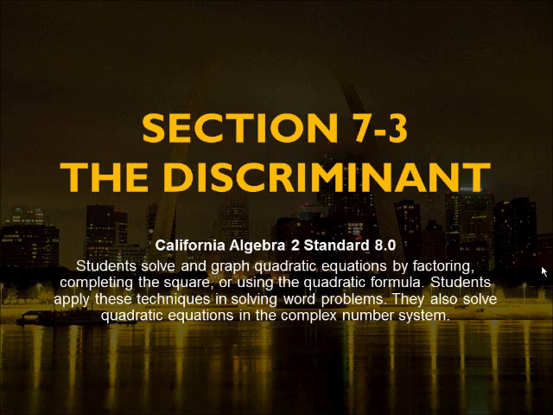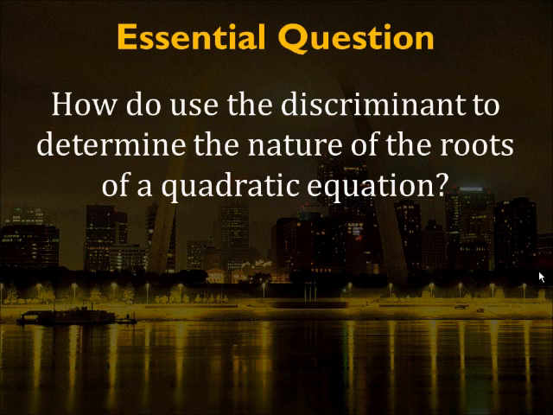This is section 7.3, the discriminant. Today you will be discriminating, and that'll be fine. It'll be okay. So, how do we use the discriminant to determine the nature of the roots of a quadratic equation? We probably should figure out what exactly this discriminant thing is.